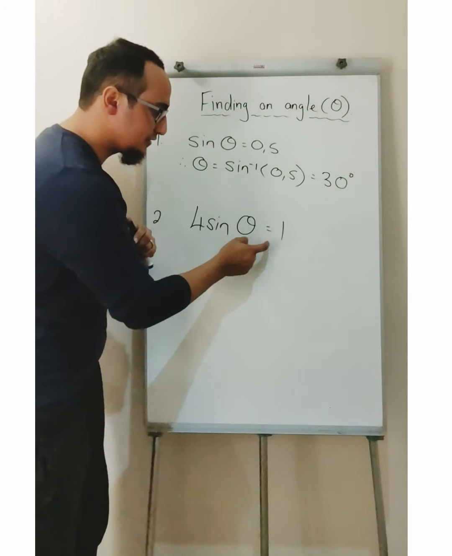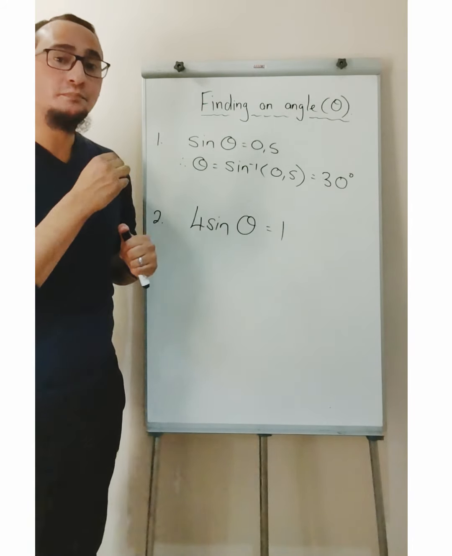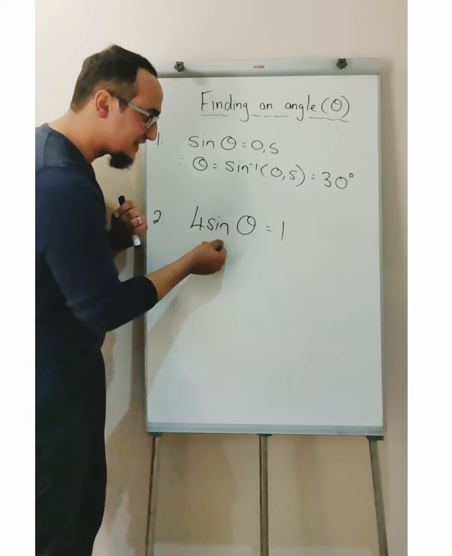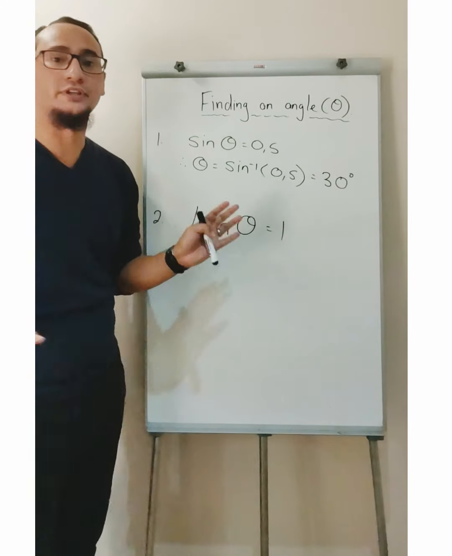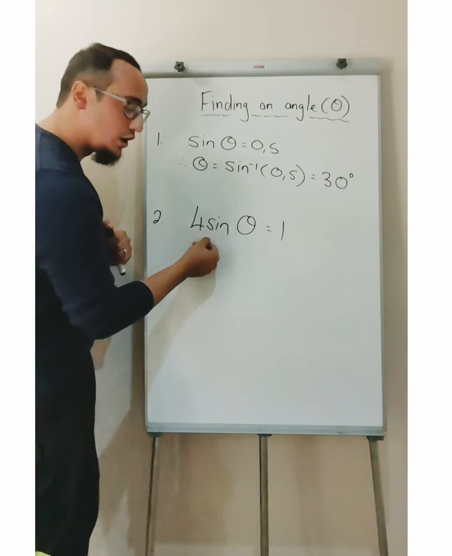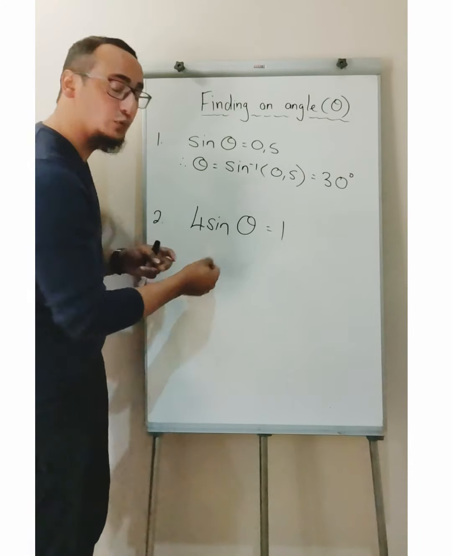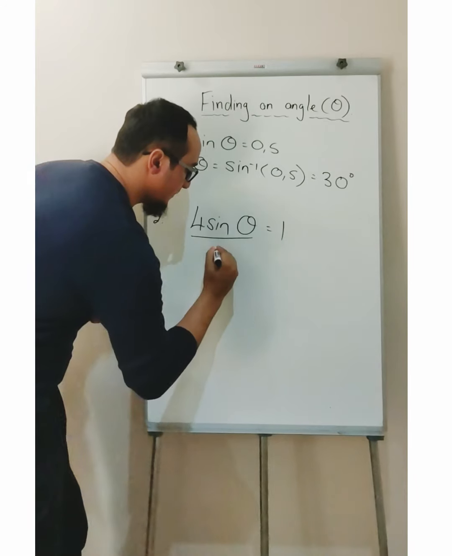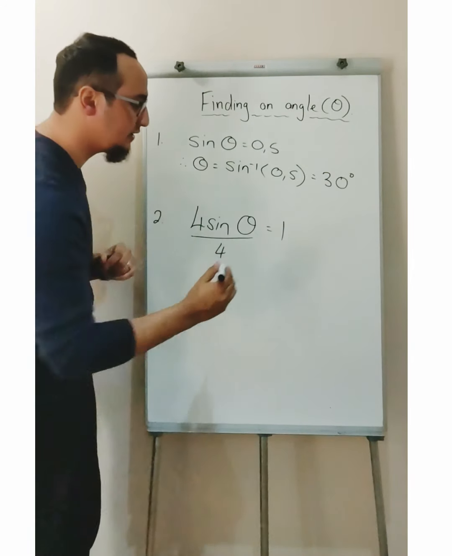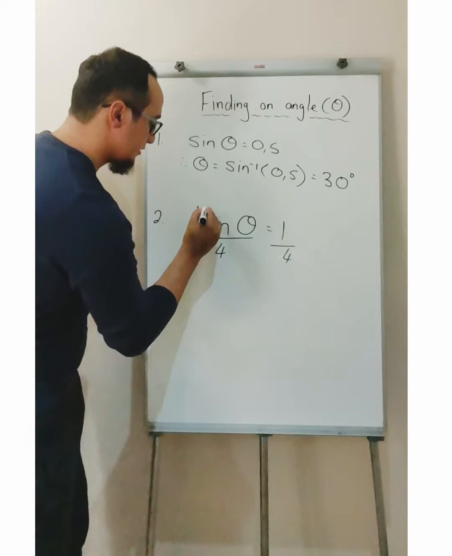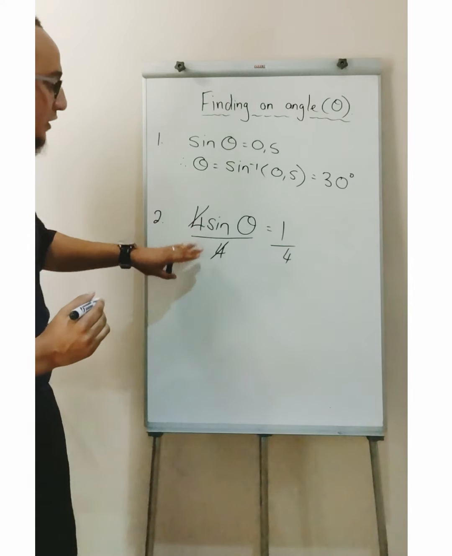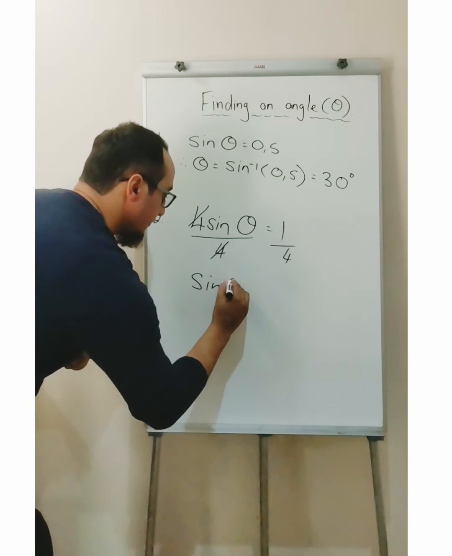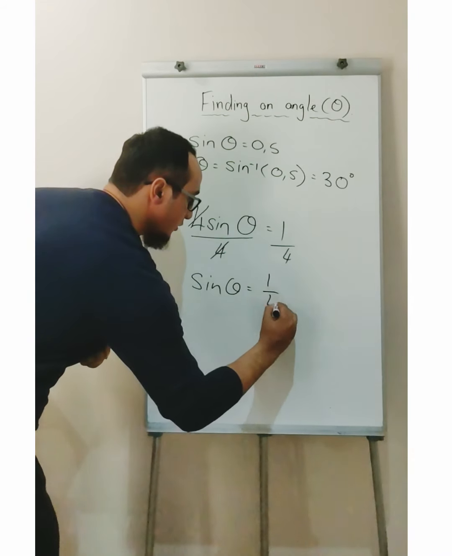4 sine theta is equal to 1. Now remember, in the previous example, my whole objective is to try to get the second function of this. In this case, I have a 4. What do I need to do to get rid of the 4? I need to divide it by 4. What I do on the left hand side, I need to do on my right hand side. So this will divide out, and 4 divided by 4 would be equal to 1. So sine theta is equal to a quarter.